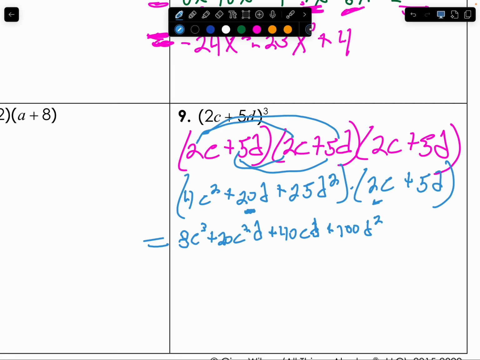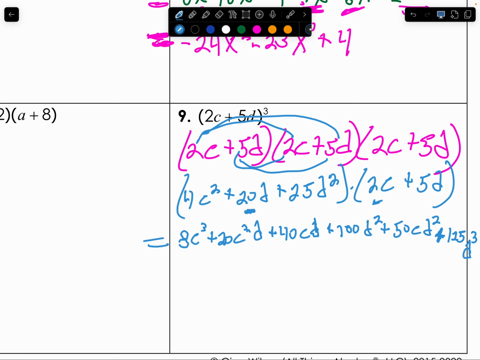And we're going to do the 25d squared times the 2c, which is, and they're both positive, right? Plus 50cd squared, alphabetical order. And then the last one is 25 times 5 is 125 plus. It's all positive, I think. 125. And I've got a d squared and another d. That's a d cubed.